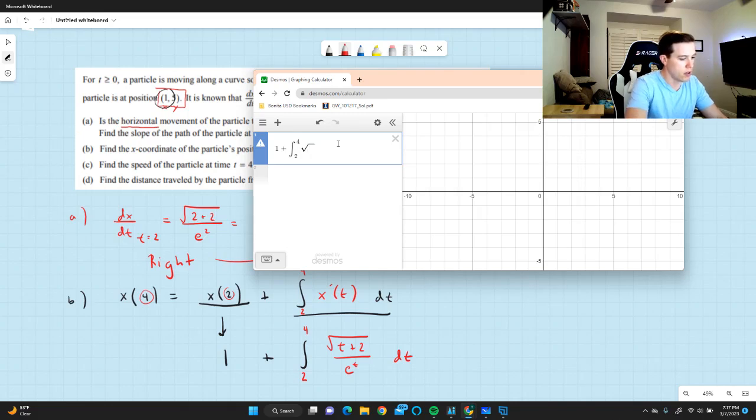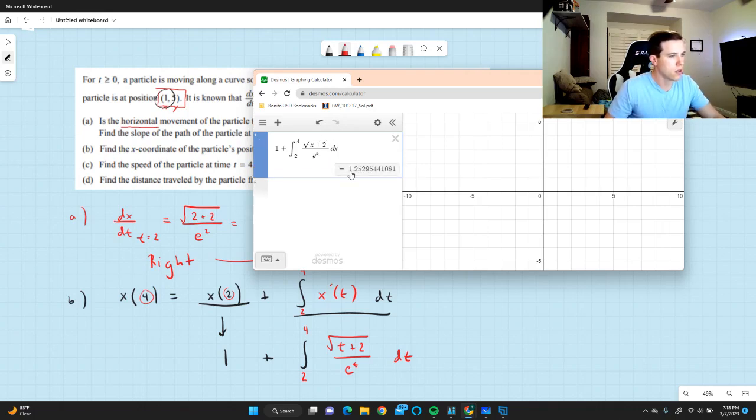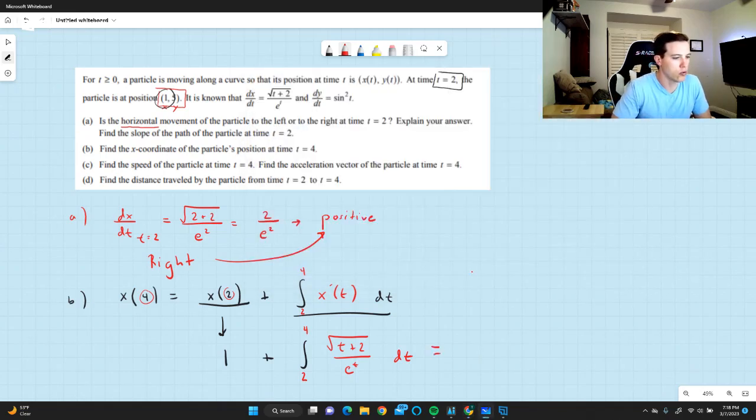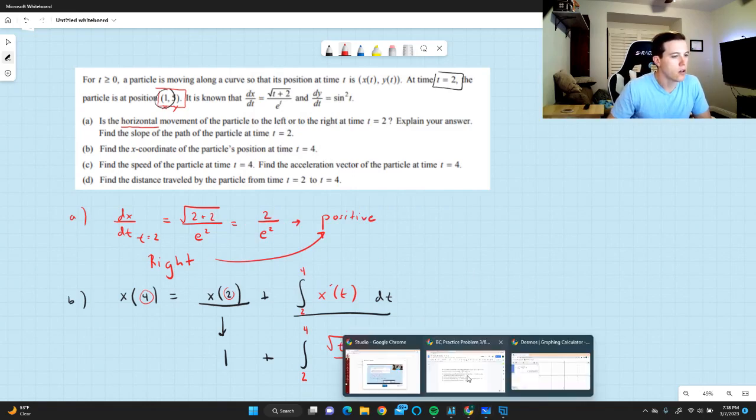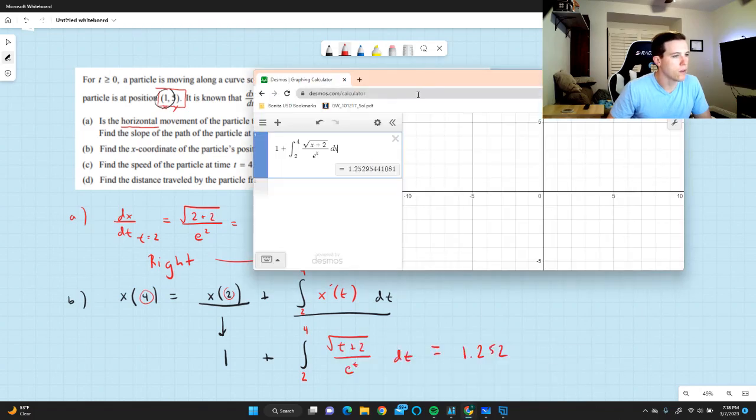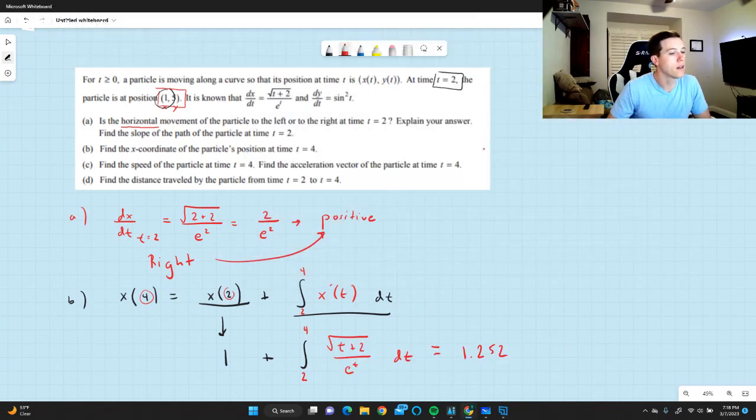Square root of t plus, let's use x plus 2 divided by e to the x dx. Looks good. 1 plus 1.252. Something along those lines. 1.25295. Okay, so nothing too different.